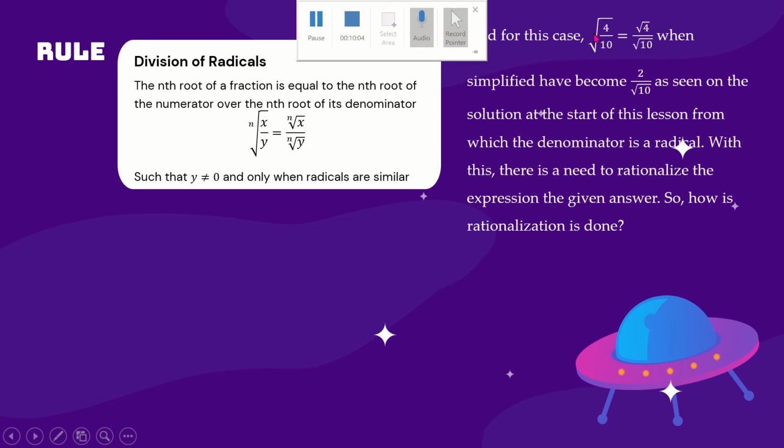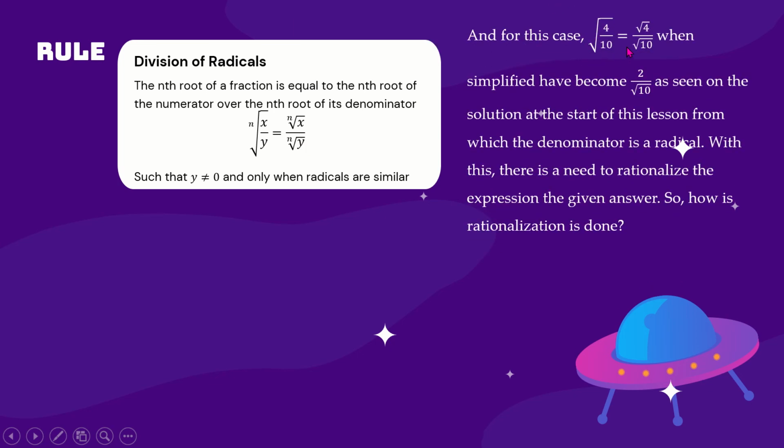For this case, the square root of 4 over 10 is equal to the square root of 4 over the square root of 10. When simplified, it becomes 2 over the square root of 10, as seen in the solution at the start of this lesson, where the denominator is a radical. With this, there is a need to rationalize the expression of the given answer.